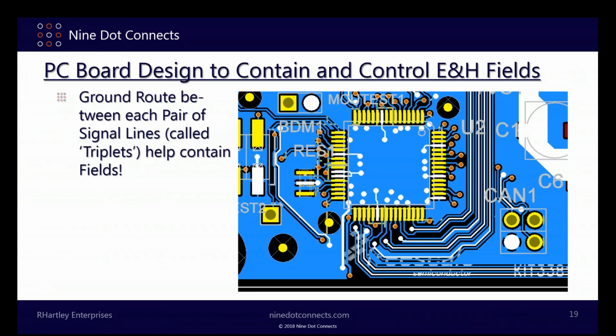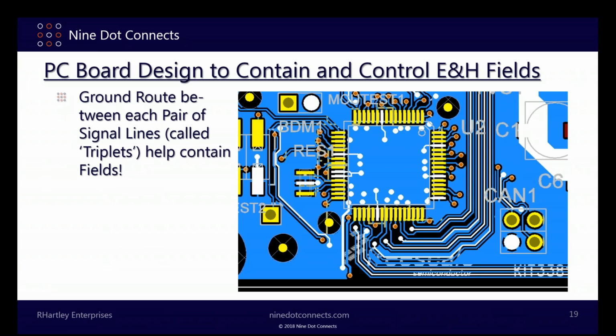My friend Dan refers to these as triplets. There's one set of triplets, then a second and a third, and so on. And each of the pairs of signals have a ground line routed between them. What does that do? It helps contain the fields and keep them from coupling through the split openings on the layer below, to keep fields from spreading.